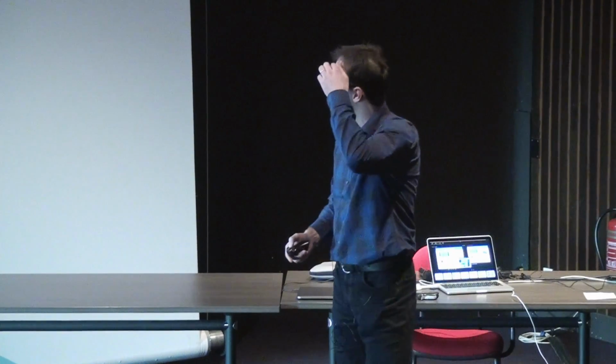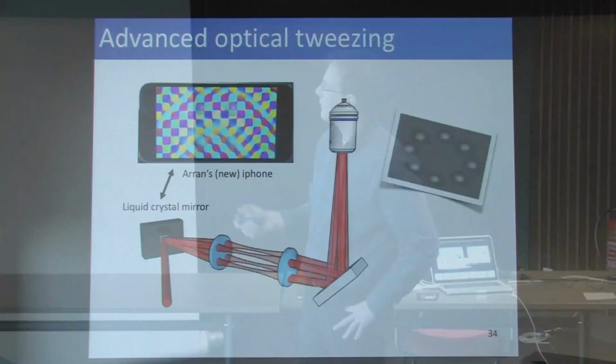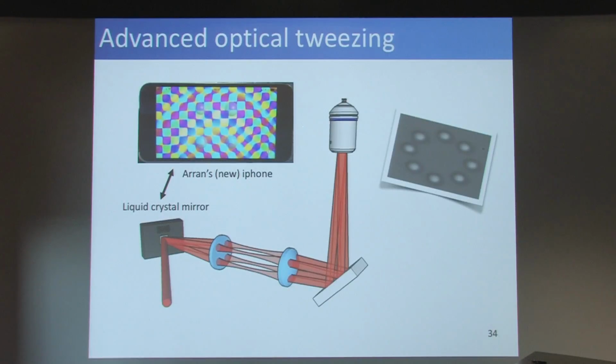We can make 4 traps, and we can also make 8 traps. We can make traps rotating, and some of you have seen these movies already, but it's worth seeing them again, I think. We can trap 8 particles. I made this joke already. I don't know, Arran drew 4 and has 8 here, but, you know. That's better than 1.